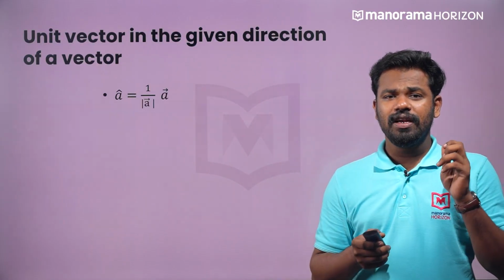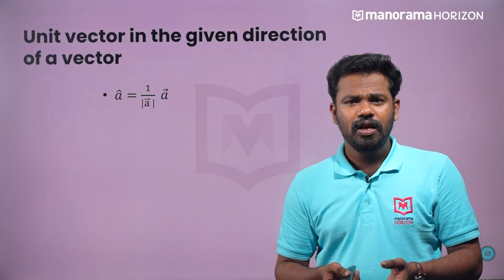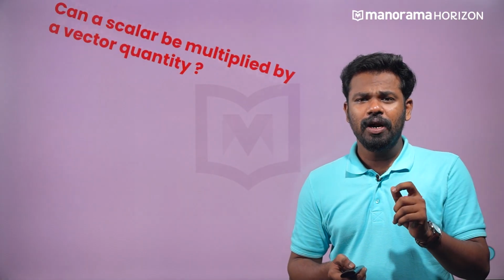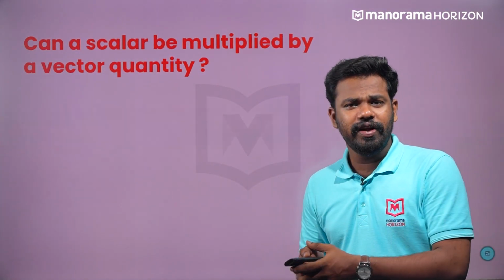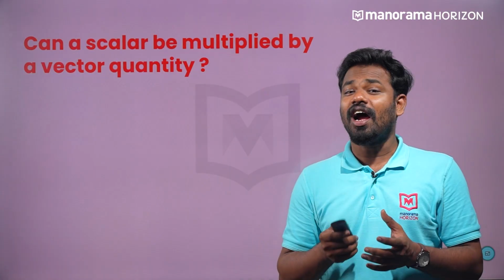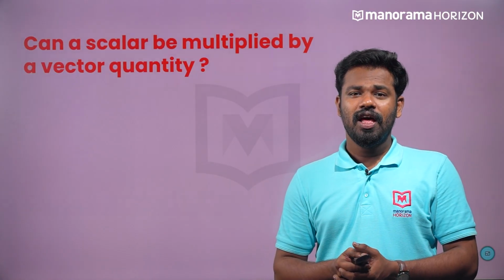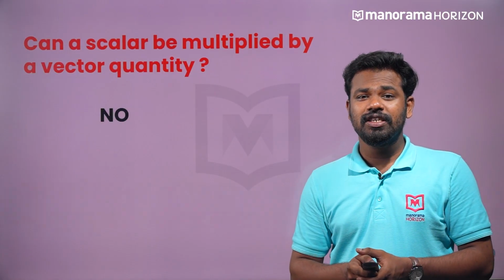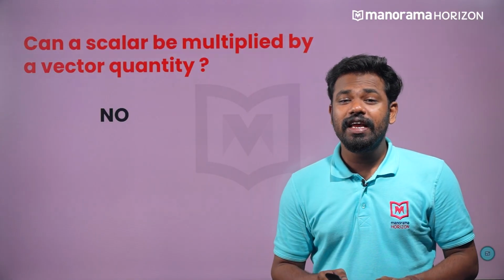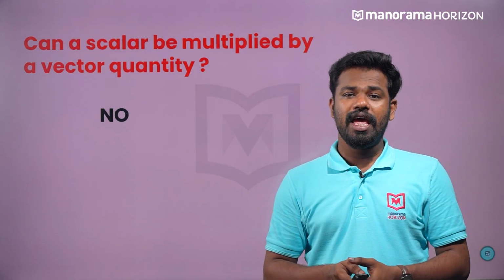Since we have learned this much, let me ask you a question. We have learned that a vector can be multiplied by a scalar. So now the question is, can you multiply a scalar quantity by a vector? Stop wondering and start thinking. Have you got it? Well, the answer to this question is no. A scalar quantity cannot be multiplied by a vector.